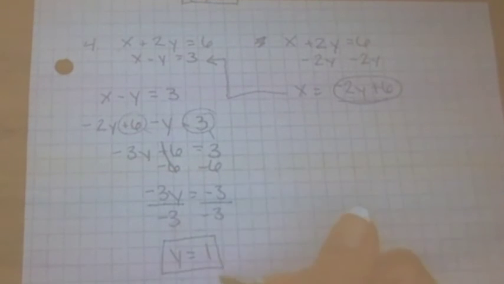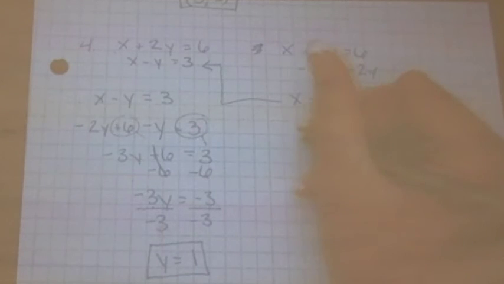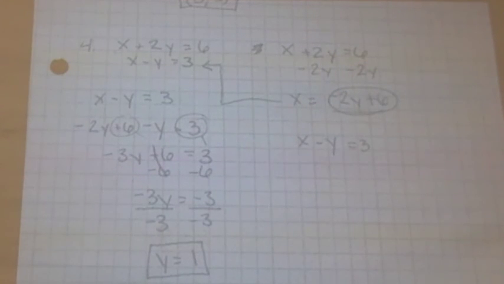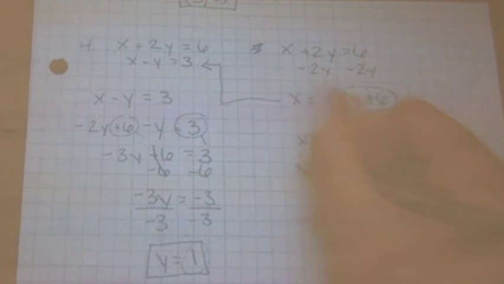Now that I have an actual answer for y, I'm going to plug that back into the equation. So I have x minus y equals 3. I'm going to plug in 1 for this y here. So x minus 1 equals 3. To get x by itself, I have to add 1 to this side, add 1 to that side. I get x is equal to 4.